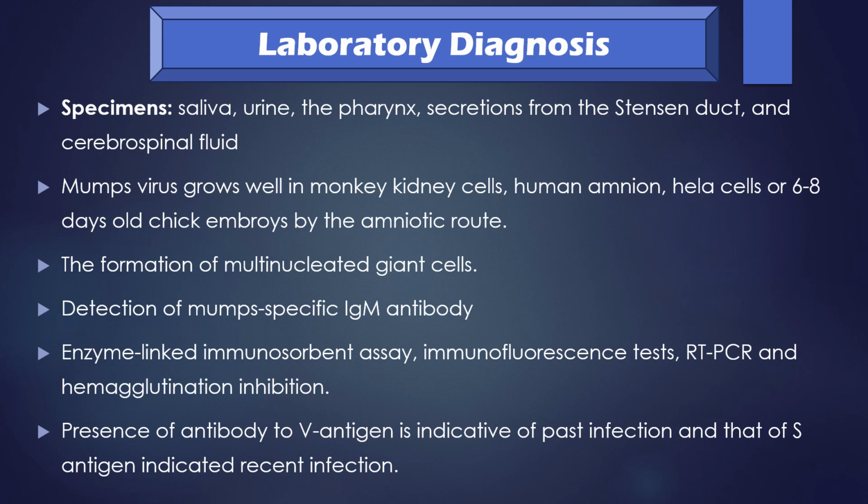Serological identification includes the detection of mumps-specific IgM antibodies, in which a fourfold rise in antibody titer is the evidence of mumps infection. Presence of antibody to V antigen is indicative of past infection, and that of S antigen indicates recent infection. Other techniques used for viral identification are ELISA, complement fixation, immunofluorescence, and hemagglutination inhibition. RT-PCR is a very sensitive method. PCR assay can identify the virus strain and provide useful information in epidemiological studies of mumps infection.